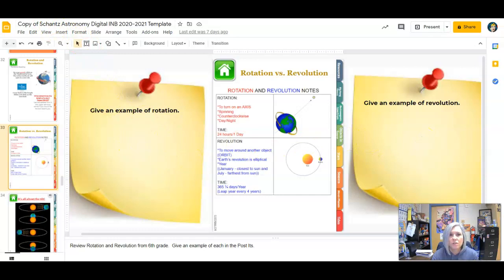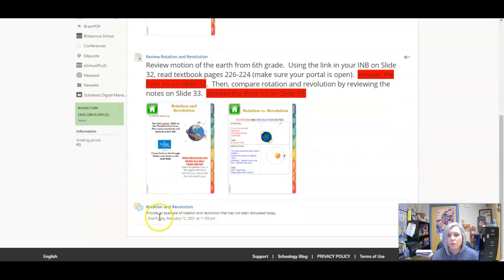You're going to share this information in a discussion post. So make sure you give me an example that's not something that we discussed today and share it in your post. Your post can be either a written example, you can have a picture, or you can have a video of you modeling rotation and revolution. So be creative in what you provide. When you finish that, you're done for the day.